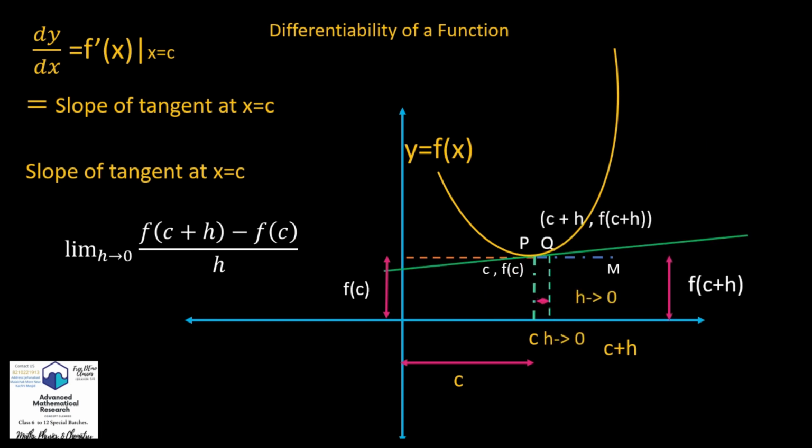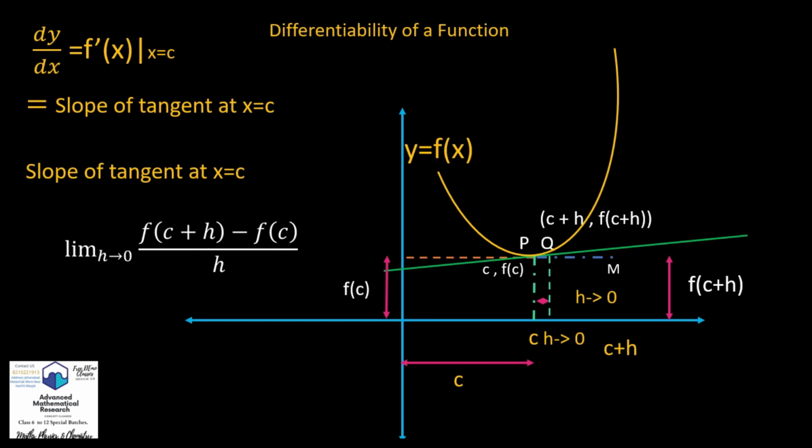So from henceforth, we will say that the derivative of the function is the limit as h tends to 0 of f of c plus h minus f of c divided by h, which is the slope of the secant line, and under the limit when h tends to 0 it will become the slope of the tangent line. Now we will use this first principle to find the derivative of a function.